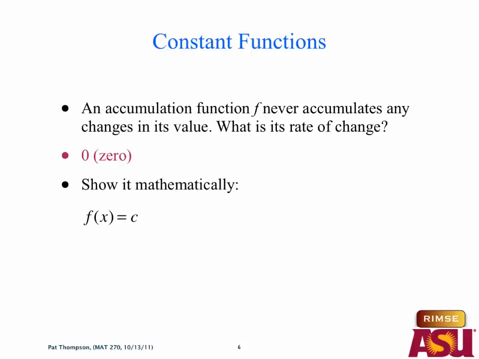You got it. f of x plus h minus f of x over h. What is f of x plus h? c. What is f of x? c. What's c minus c? 0. Doesn't matter what you put in for your independent variable, this function says it's always c. And so therefore you get c minus c over h, 0. And that's what we said. If the function's accumulating no changes, it's a constant function, its rate of change should be 0. And so it works.